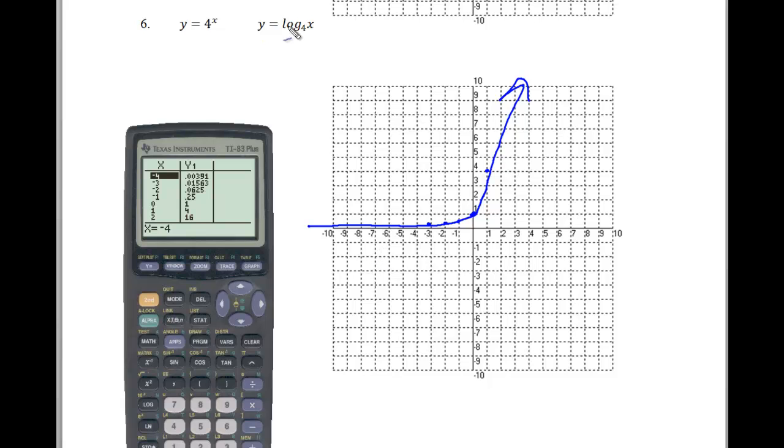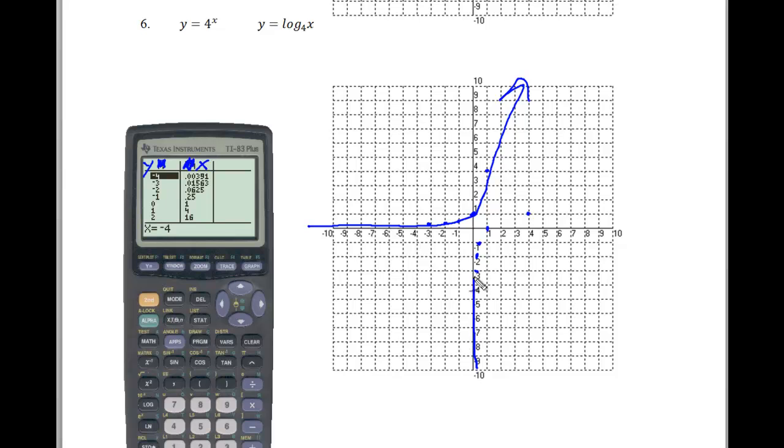And then to graph the log, you're going to basically switch the x's and y's around. So this is going to be x, this is going to be y, because logs and exponentials are inverses of each other. So my x is 0.1 and I'm at -3. My x is 0.06 and I'm at -2. My x is at 0.25 and I'm at -1. Then finally 1 on my x is 0 on my y. And then 4 is 1. And then 16 would be 2, which is way off the grid.